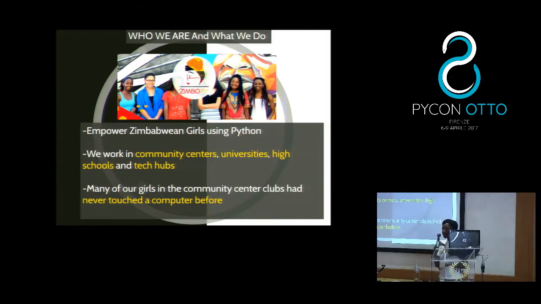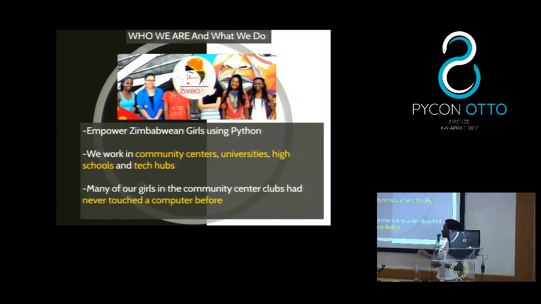We're trying to make it into a curriculum that's relevant to our community, so the different stages. In community centers, we deal mainly with teenage girls, and then in the university, obviously, with older girls that are studying engineering or ICT. And in the high schools and tech hubs, we do workshops every now and then. For each and every sect, there is a different curriculum that we're trying to build with contributors from all over the world. We have people who are already contributing, and if you would like to do that, you can look it up on GitHub, and I think it's just ZimboPy.